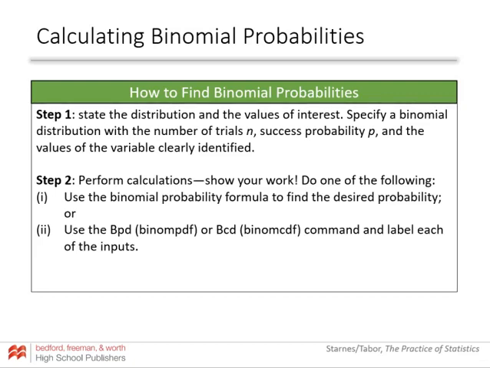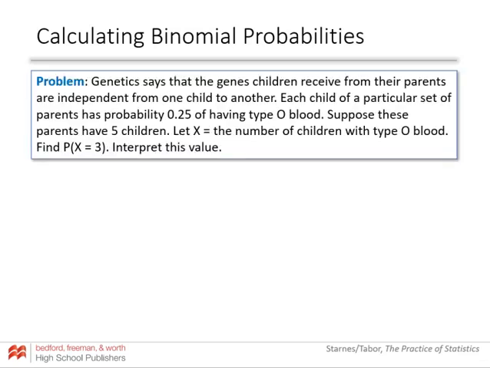You can either use the binomial probability formula that we came up with in the free throw activity, or we're going to talk about using the calculator commands. And then the last thing is make sure you answer the question that was asked. So don't just give me a number, put that number in context. Okay, so let's look at an example.